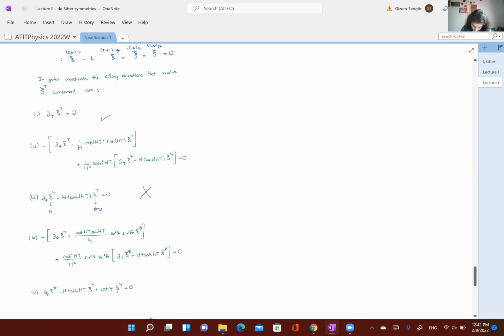Again, very automatically, this is 0, this is 0, but this is non-zero. So it doesn't solve this either. So this is what it means. You do not have this global time translation Killing vector as a solution to your Killing equations.